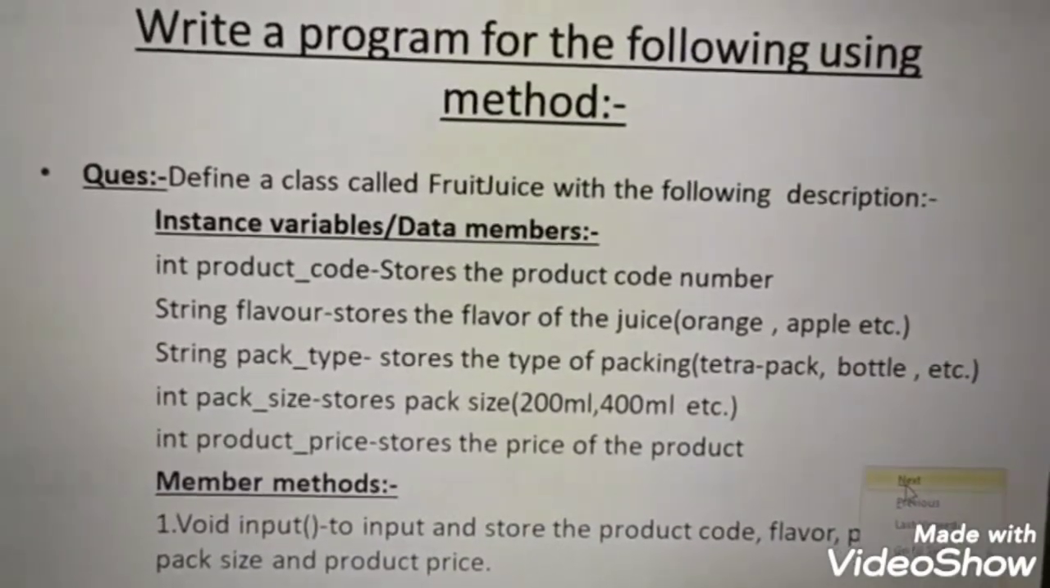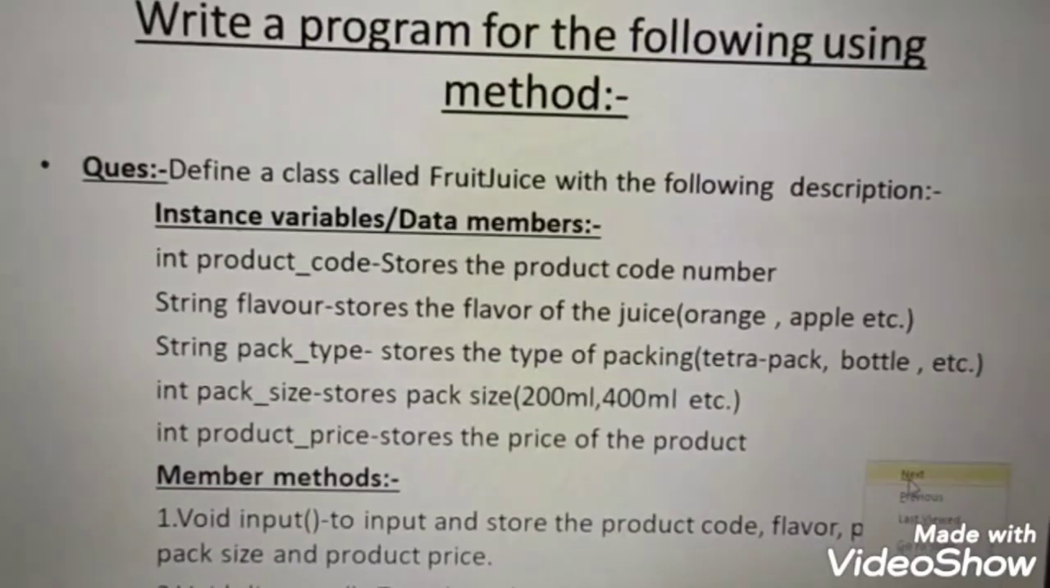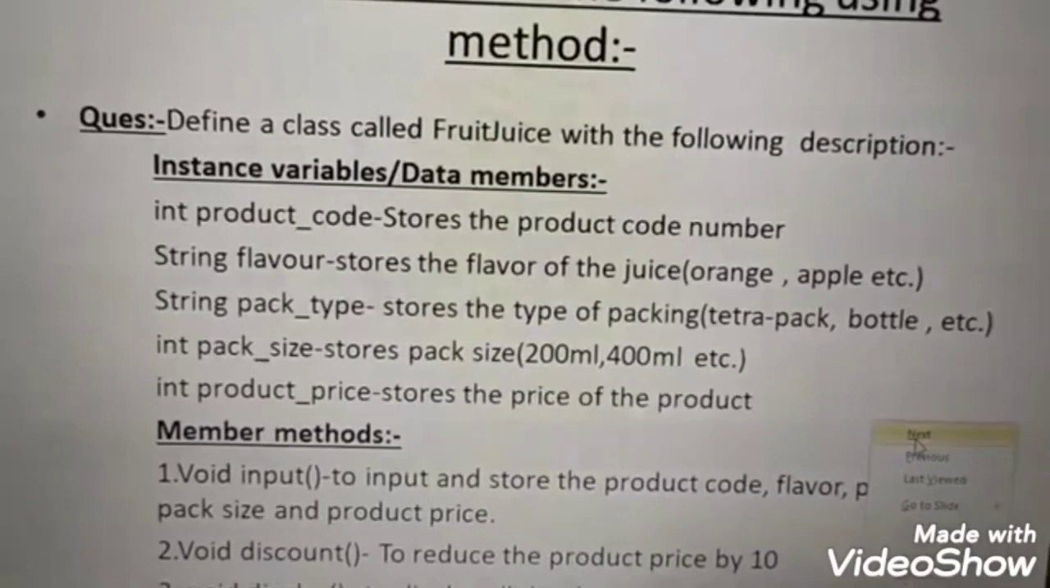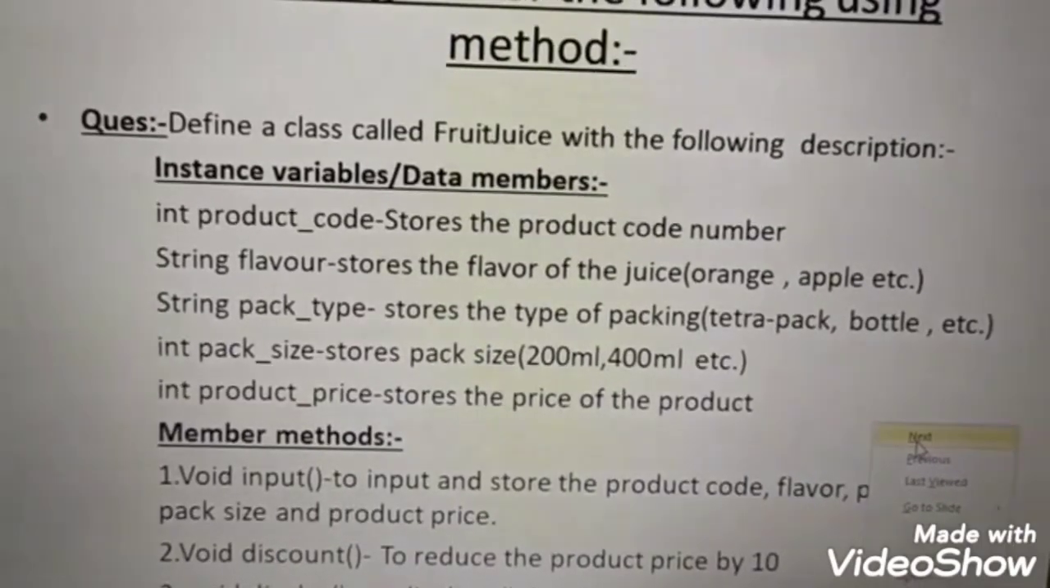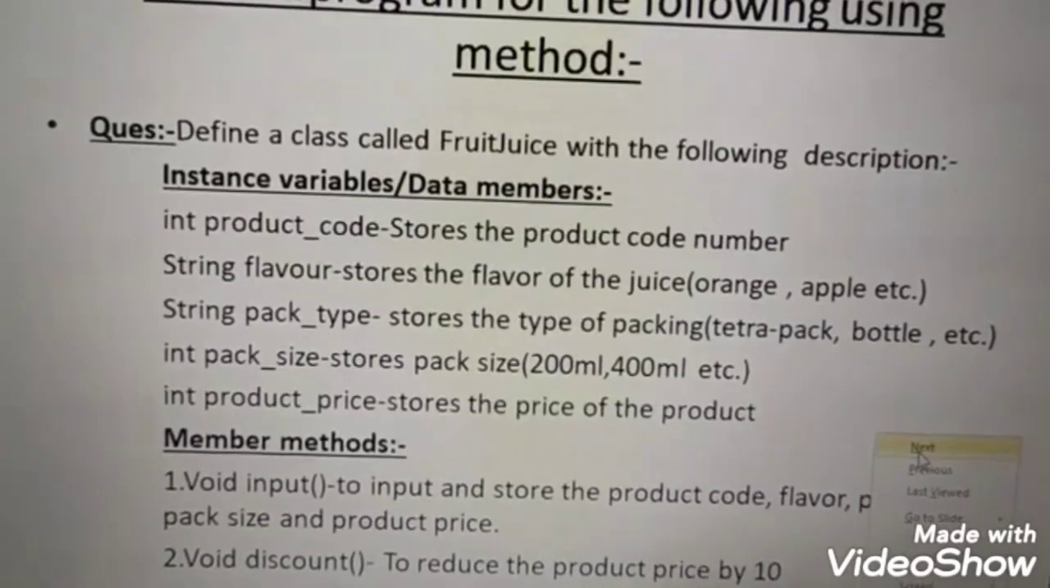It is a fruit juice program, and the class name is FruitJuice, and the data member description is given here. Who are the data members? The product code, flavor, pack type, pack size and product price. The description of the data is written here.